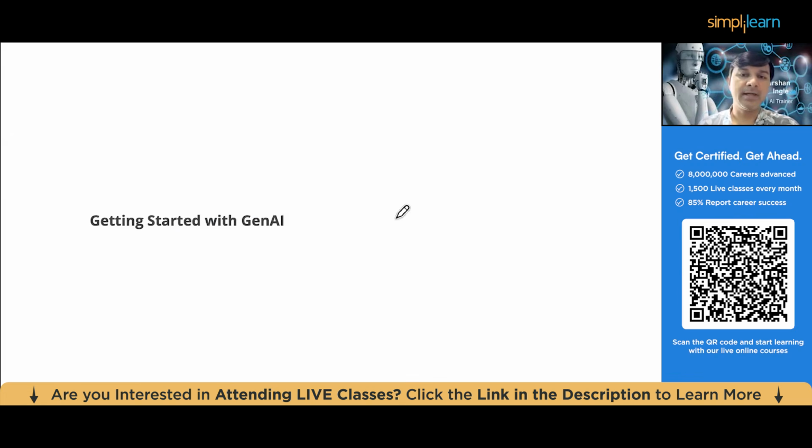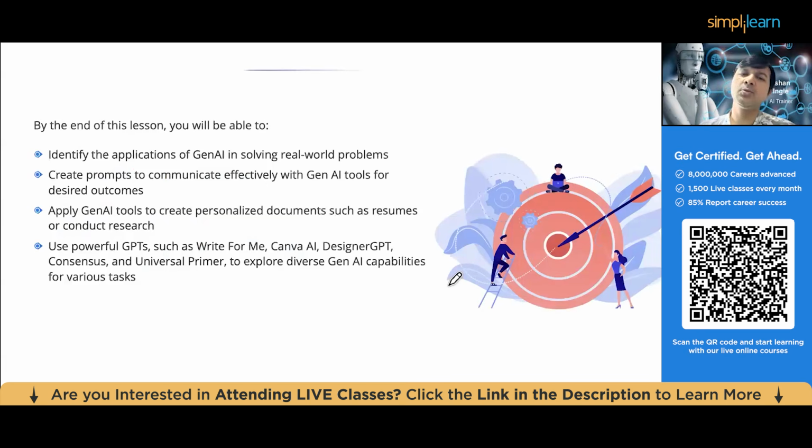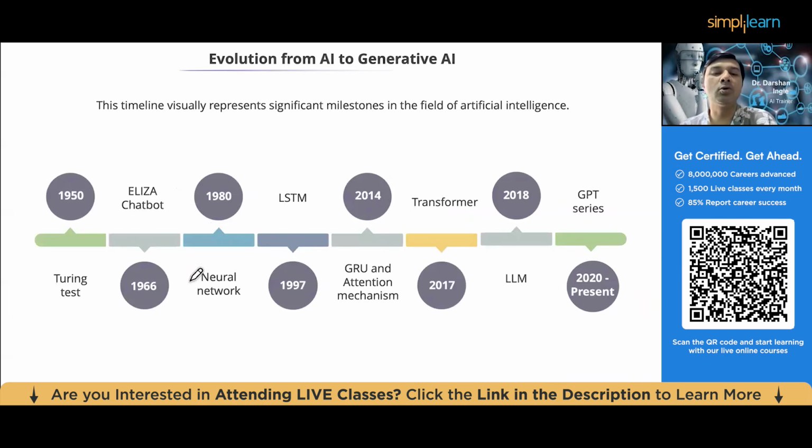Now we are getting started with Gen AI, and we will have to get into details of a lot of things over here. And yes, what you will study in this entire class are these following things. By the end of this lesson, you will be able to understand applications of Gen AI, create prompts to communicate effectively, use Gen AI to create personalized documents, and use powerful GPTs like Write for Me, Canva Designer, Consensus, Universal Primer, etc. Kindly go through this.